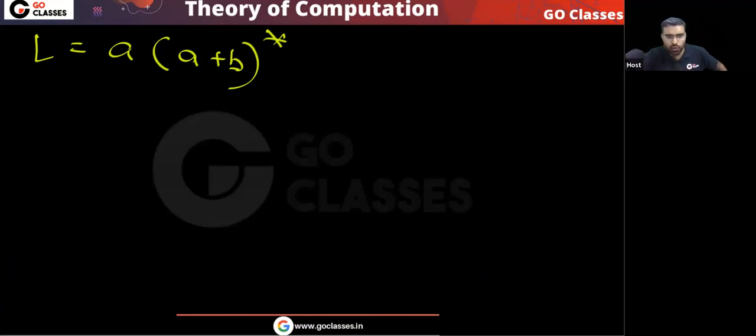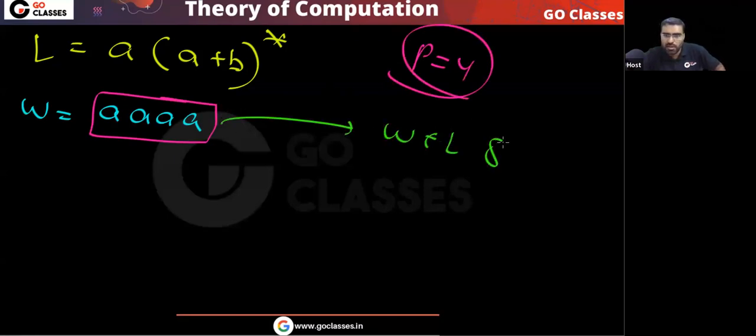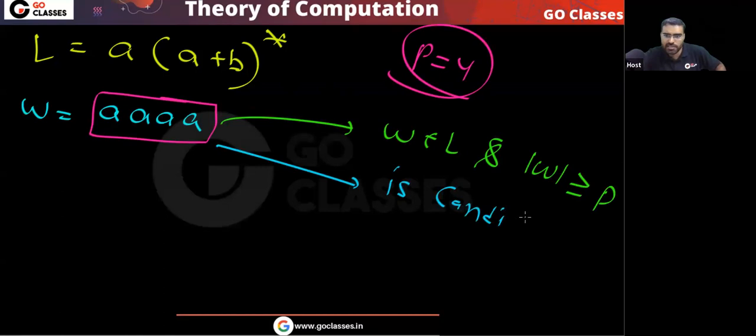But before that, for practice, you tell me how to pump this string. For example, this string. First of all, is this a valid string? Remember your P equal to 4. You can notice this belongs to L and its length is greater than or equal to P. So this is a candidate string, and we have to check this.